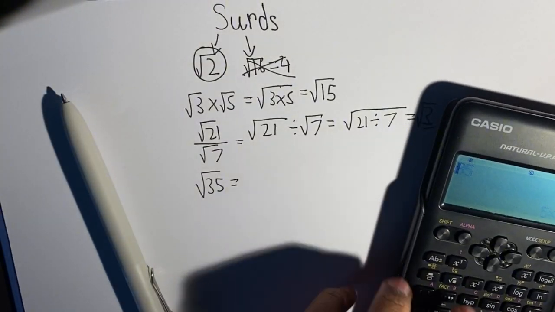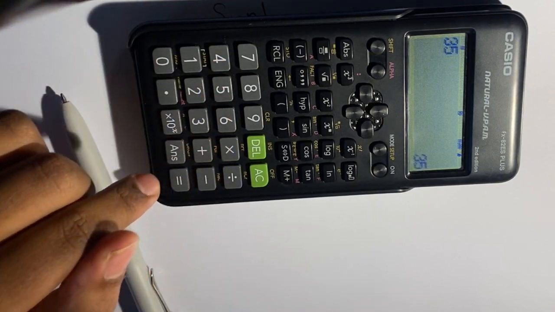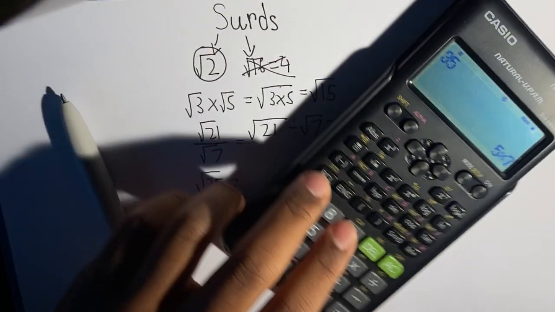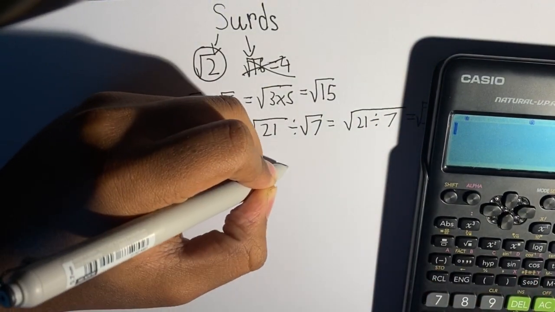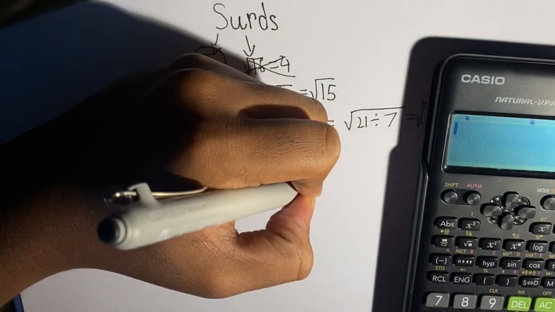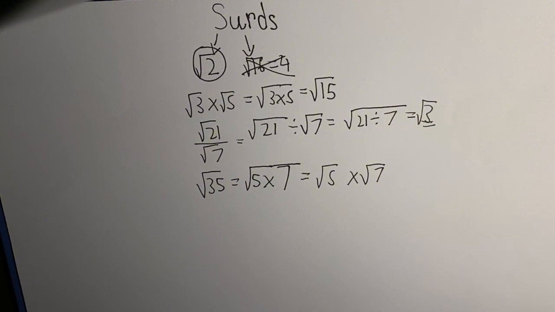Okay, so let's take 35 for example. Let's type 35 here, equal to, then do shift, then we're going to do fact again. You get 5 by 7. So let's write it. It's equal to square root 5 times 7. Then we can rewrite it as square root 5 times square root 7. That is your answer.